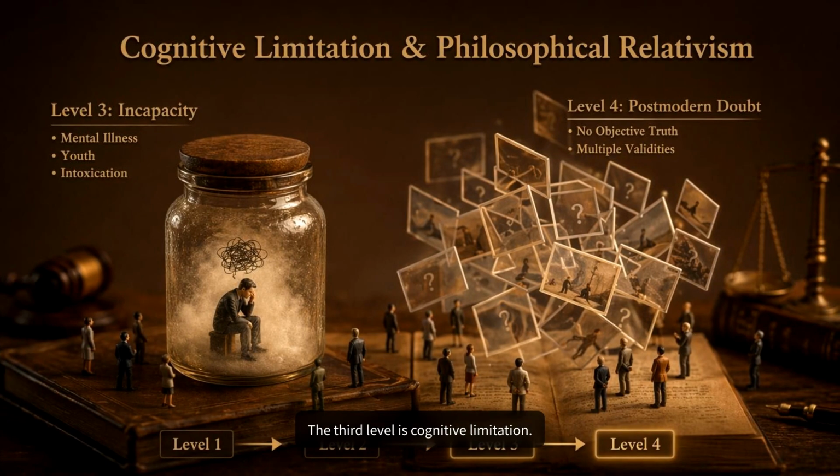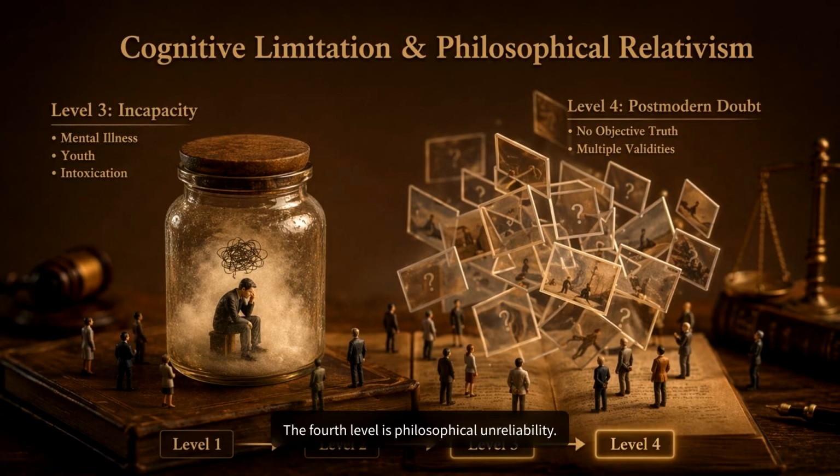The third level is cognitive limitation. Here, the narrator lacks the capacity for accurate perception or reporting. This can come from mental illness, brain injury, extreme youth, or intoxication. They are trying to be truthful, but they are simply unable. They may or may not be aware of their own limitation. This level requires careful and respectful handling, especially when it involves mental illness or disability.